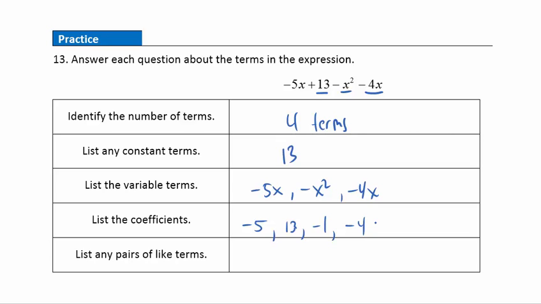Now we want to list any pairs of like terms. Let's see. Get rid of those lines. We're looking for matching variable parts exactly. So it looks like negative 5x and negative 4x are my like terms there.